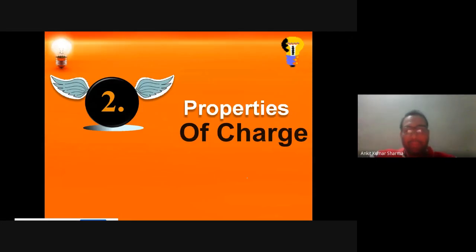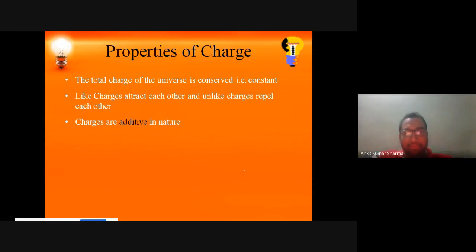So what are the properties of charge? Now we will discuss some properties of the charge. The first property is that the total charge of the universe is conserved.